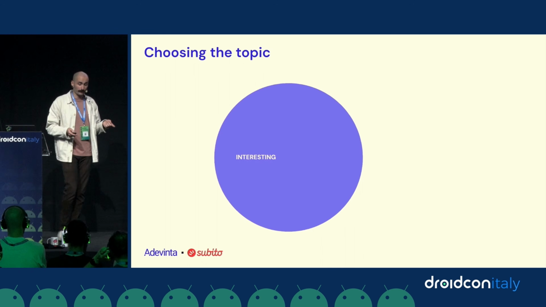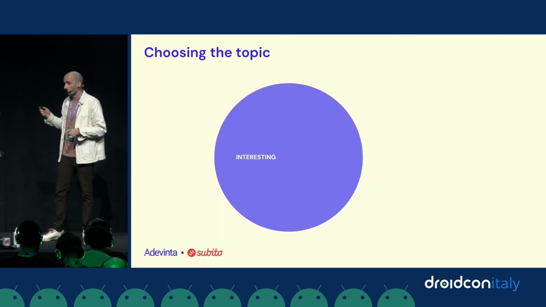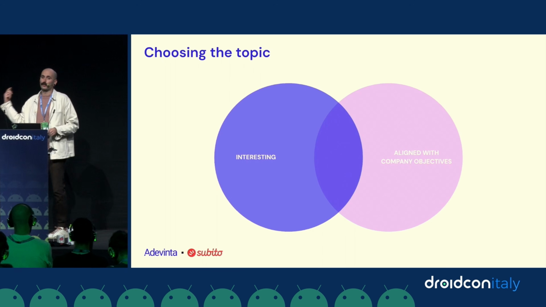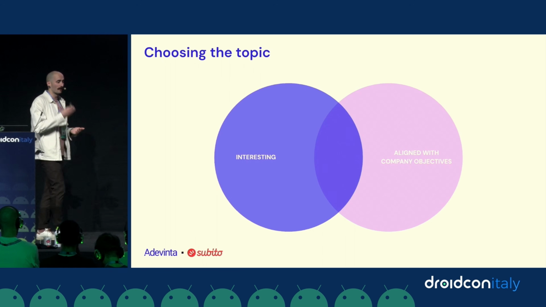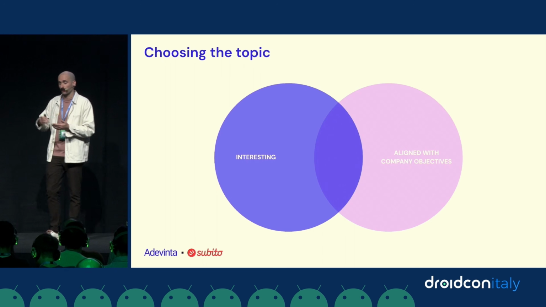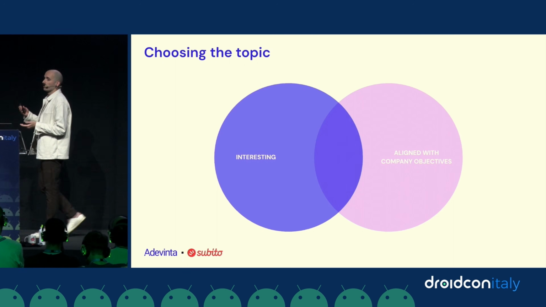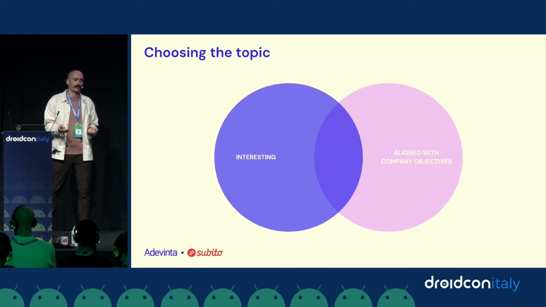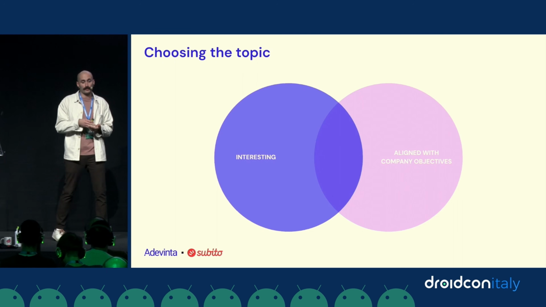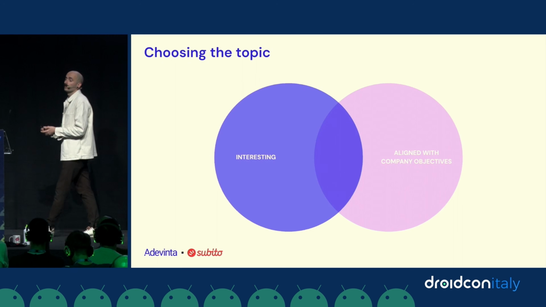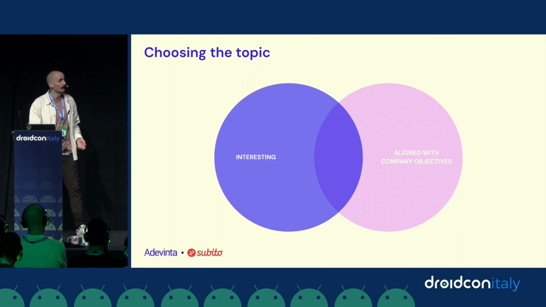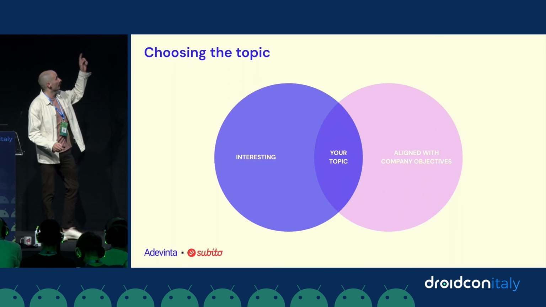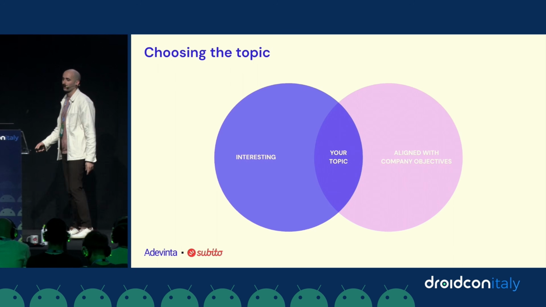Next, which is really important as well, it has to be aligned with your company objective. If you're not going to choose a topic which your company is interested in, you won't get as much support as you may need. And plus, your features may not see the light of production. So your topic is right in the middle, where those circles match.